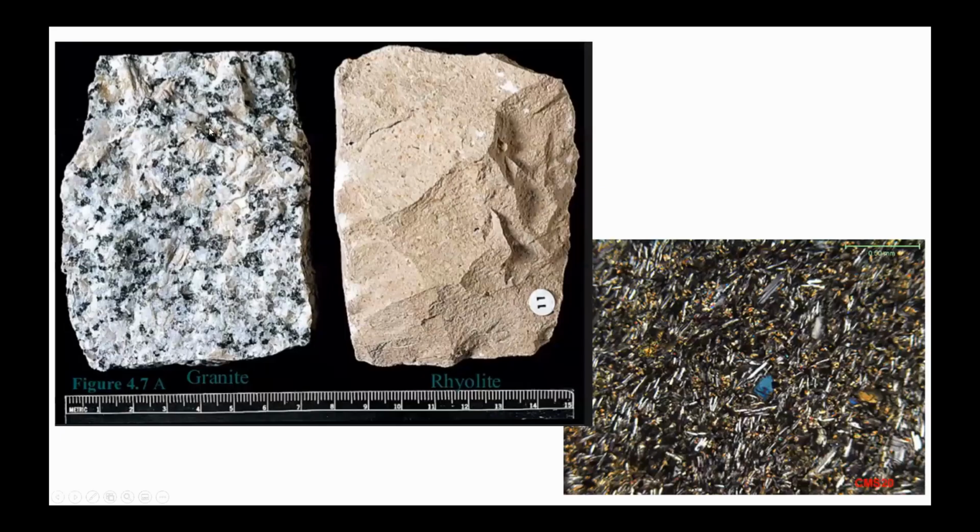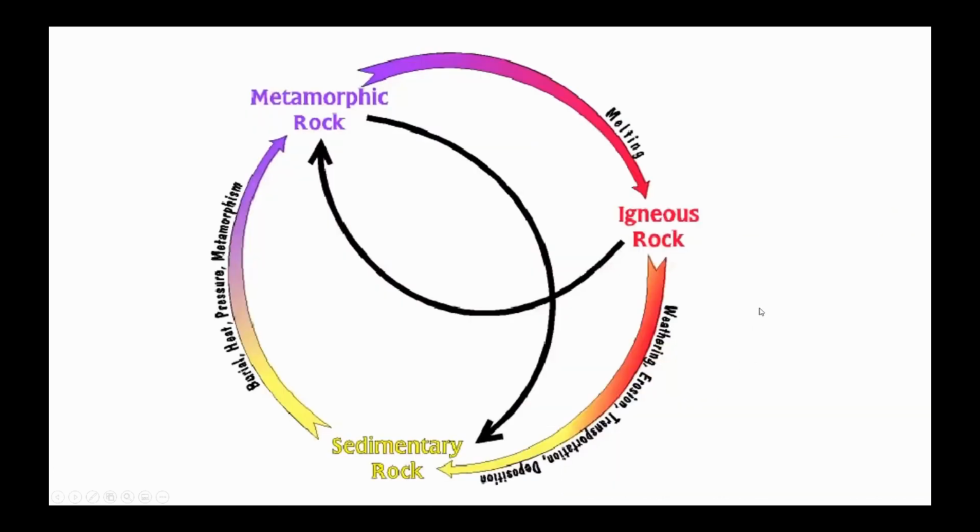So again, here's that granite. You can see the minerals, you can see the crystals. This rhyolite has the same things, but they're too small to see. And this picture down below is a photomicrograph of the rhyolite. So a microscopic view. This probably isn't even a rhyolite, but anyway, when it's very small, there are still crystals in there.